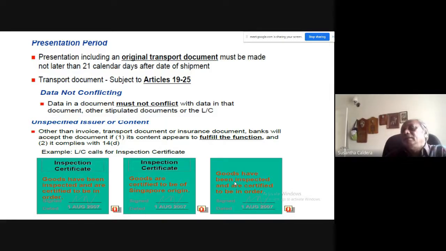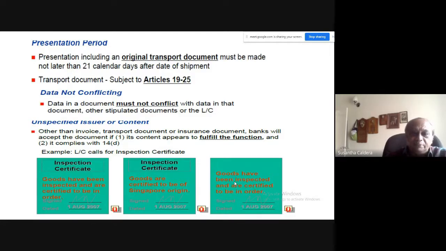Then, if not otherwise specified, an inspection certificate need not be obtained from SGS, Societe Generale de Surveillance. Any inspection certificate is applicable, including one from the beneficiary. Right? Okay.